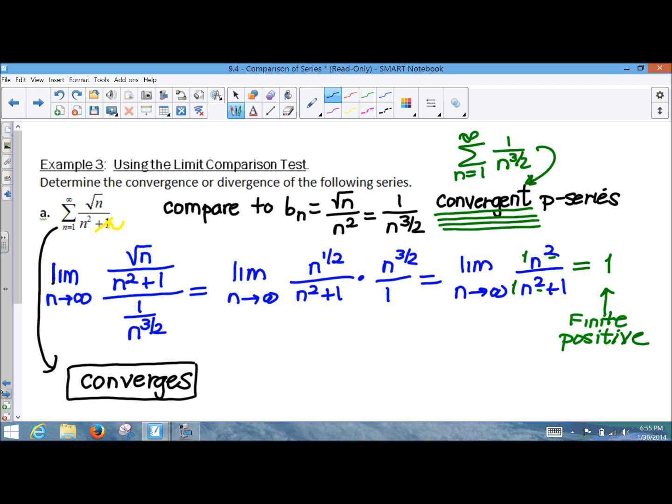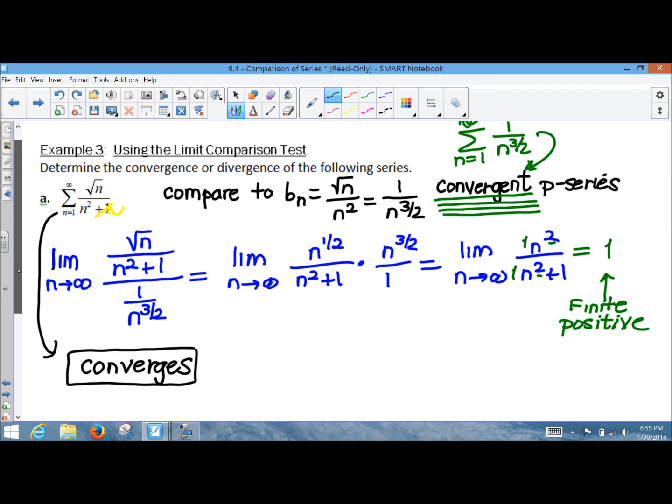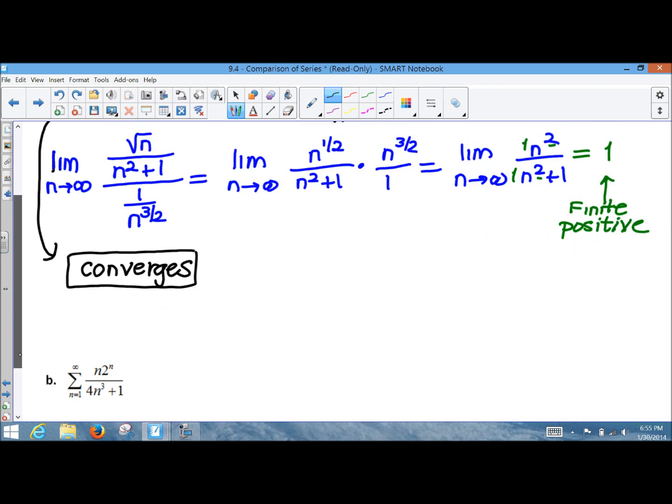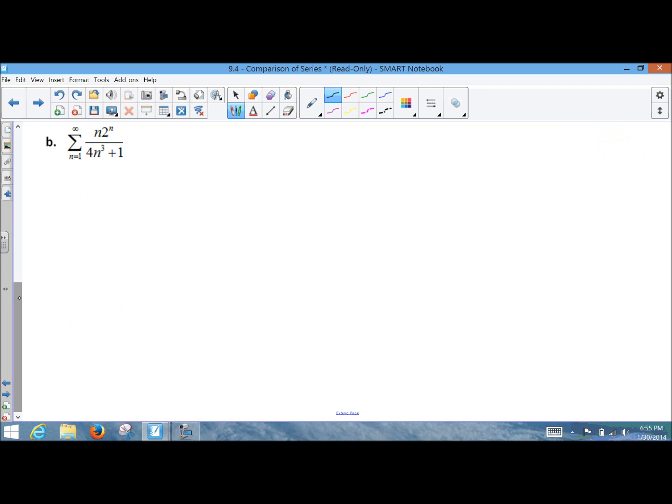Now, let's take a look at one more example. I think it's down here. There he is, part B. And it's really the same kind of thing. It's asking you, hey, does this guy converge? Does this guy diverge? Well, we're going to have to really put our thinking caps on in trying to find something to compare this with.